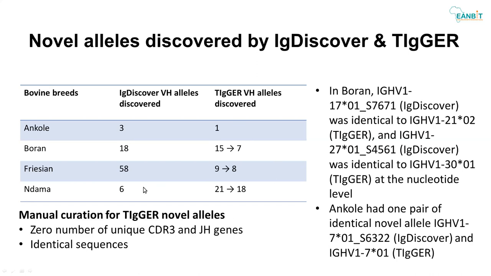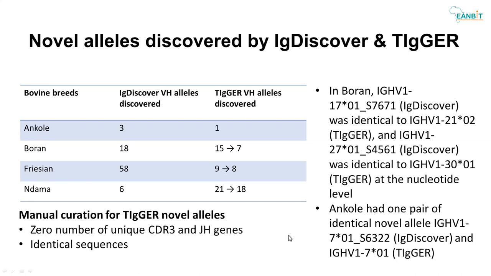Looking at the comparison of these two methods, we found that there were some identical novel alleles. For example, in Boran, V117 allele number 1 from IGDiscover was identical to V127 allele number 2 from TIGA. And you can notice that the gene that they actually originate from is different, in this case V117 and V121.